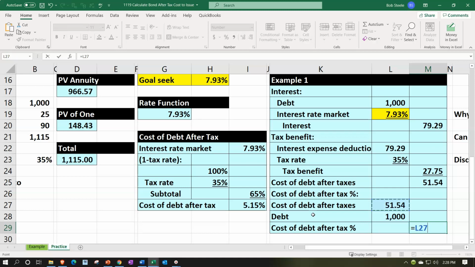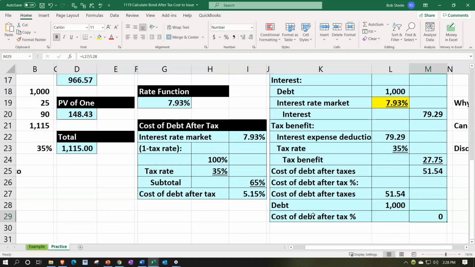The 51.54 divided by the 1,000. And then we're going to go to the number group, make that a percent. And there we have it. Let's do some indentations here. Alignment, indent. Down here, alignment, indent. And there we have it at the 5.15.